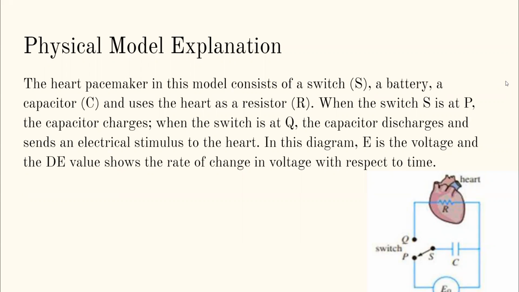All right, so the heart pacemaker in this model consists of a switch, which is labeled as S, a battery, a capacitor, which is labeled as C, and then it uses the heart as a resistor, which is labeled R on the model. Whenever the switch S is at the point P, the capacitor charges. Whenever the switch is at the point Q, it discharges and sends an electrical stimulus to the heart. And in this diagram, E is the voltage, and the dE/dt value shows us the rate of change in voltage with respect to time.